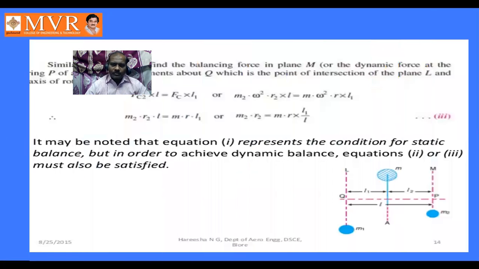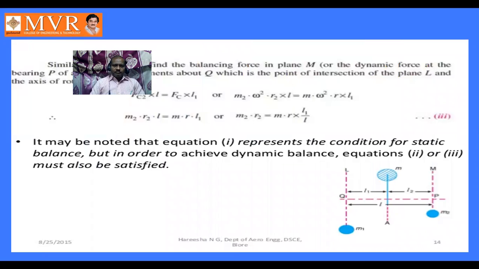So if you observe the present explanation, at the beginning I gave three aims to you. The first aim is why we should go for balancing and what is the definition of balancing. Balancing has to be done to reduce vibrations, to increase the life, to reduce wear and tear, and to improve smoothness.